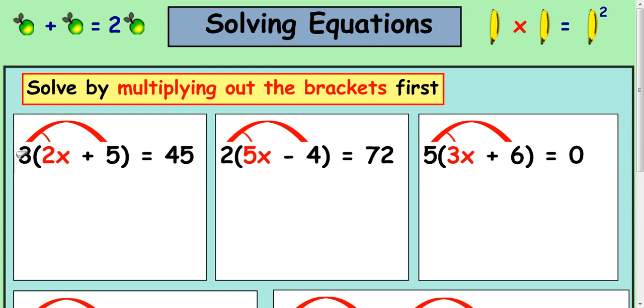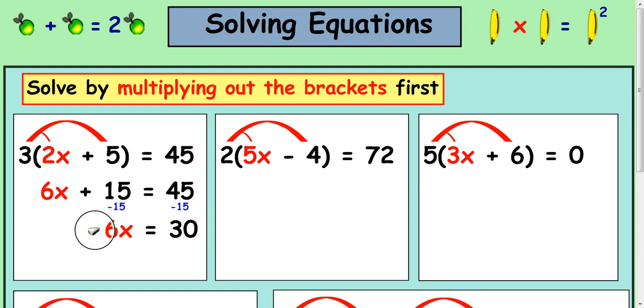So in this case we would have 3 times 2x, which would make 6x, and then 3 times 5, which makes 15. And that equals 45. We've now got a straightforward equation, so you take away 15 from both sides to leave us 6x equals 30. And divide both sides by 6, you're going to get x equal to 5.